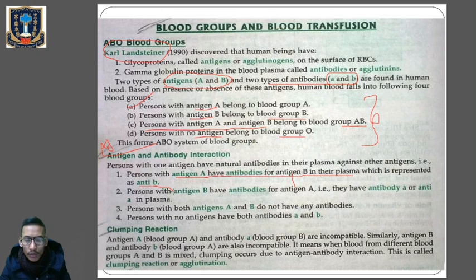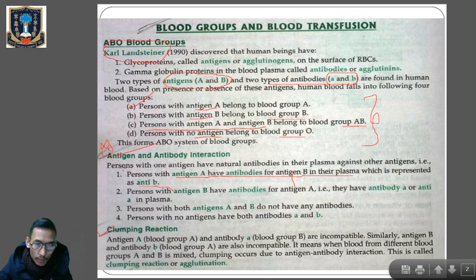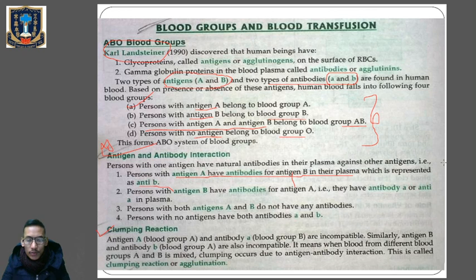Now we will talk about the clumping reaction. It's very important. What do we mean by clumping reaction? Last time we learned about antigen and antibody interactions. Now we are going to learn about clumping reactions. So antigen A and antibody A are incompatible. That is true, because antibodies are specific. Here what we are learning is that those individuals who have blood group A have antigen A and antibody B. Those who have antigen B have antibody A. Clear?